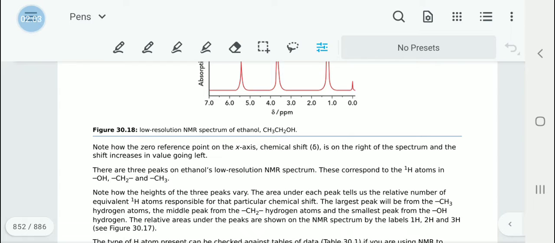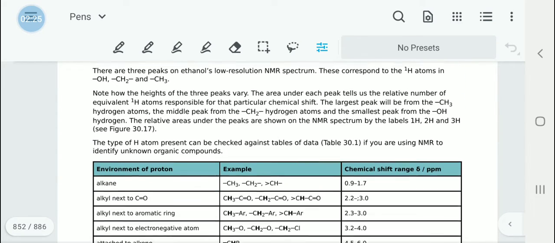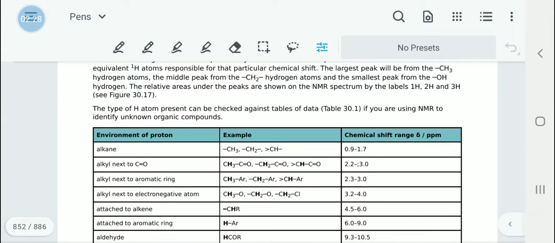The area under each peak will tell us the relative number of equivalent hydrogen atoms responsible for that particular chemical shift. So the largest peak will be from CH3, the middle is from CH2, and the hydrogen from OH gives you the smallest peak. When you get the relative areas under the peaks, then we can understand how they correspond with the values.